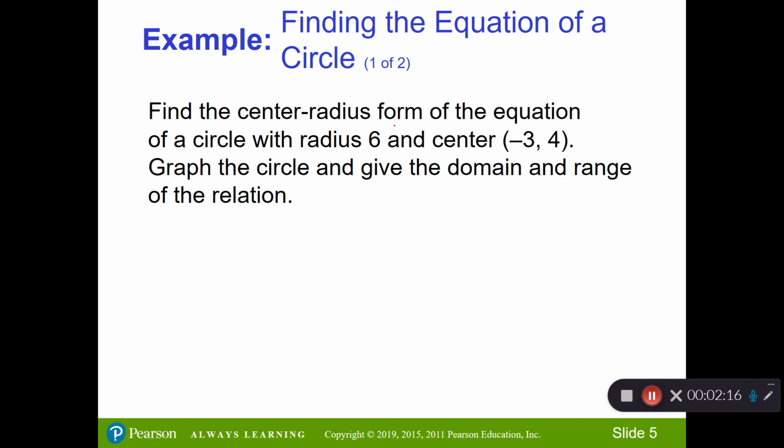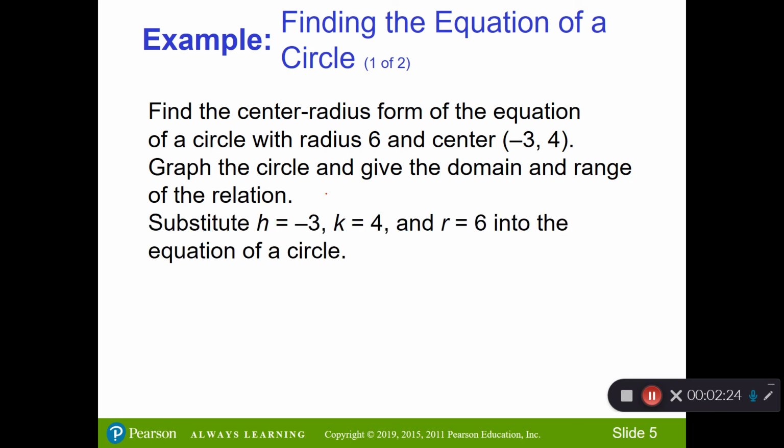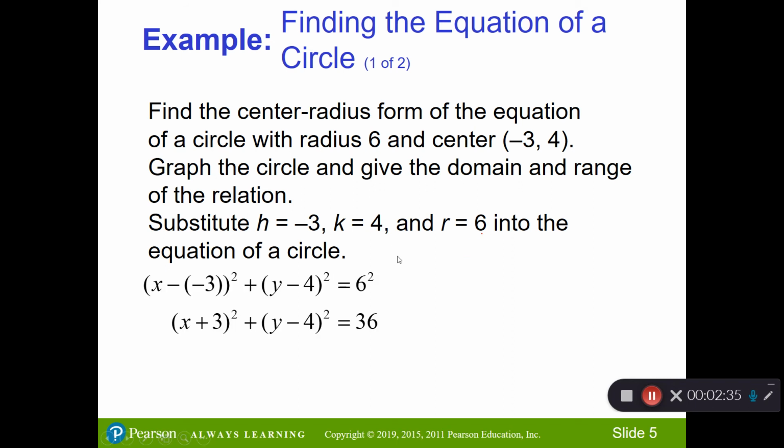Okay, so I want to find the center-radius form of the equation of a circle with radius 6 and center (-3, 4). We're going to fit it right into that form. Our h, the x coordinate, is -3, the k, the y coordinate, is 4, and the r, the radius, is 6. Putting that into our form for a circle, I'd have x minus negative 3 squared plus y minus 4 squared equals 6 squared. Or (x + 3) squared plus (y - 4) squared equals 36.